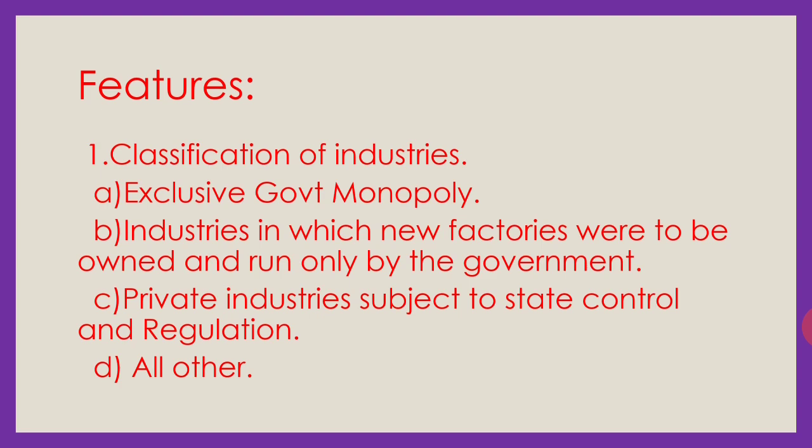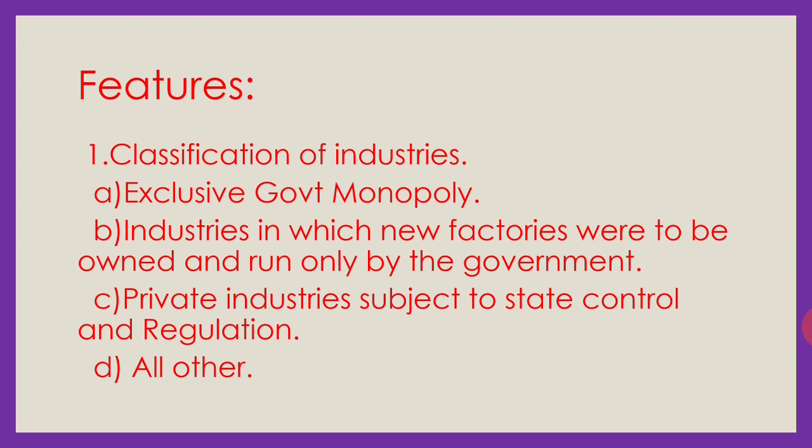What are they? The first one, exclusive government monopoly. Second one, industries in which new factories were to be owned and run only by the government. Third one, private industries subject to state control and regulation, and fourth one, all other. So this is the first very important characteristic or feature of the 1948 industrial policy. What is that? Classification of industries.